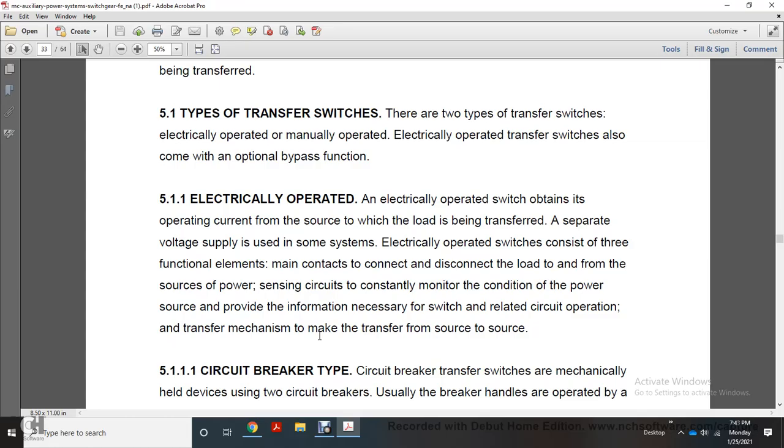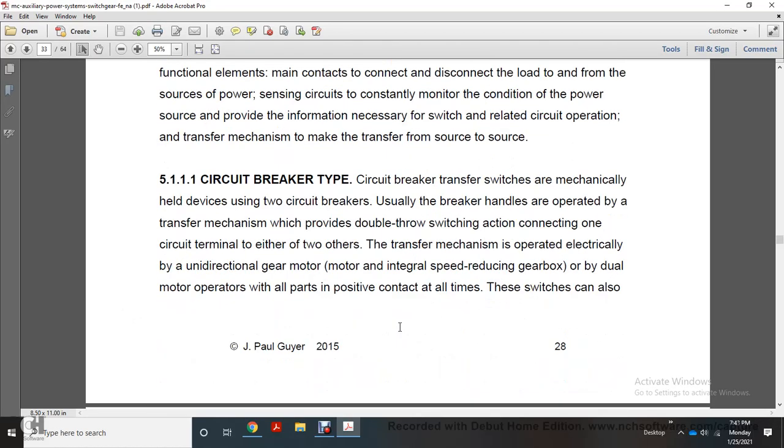Electrically operated switches consist of three functional elements: main contacts to connect and disconnect the load from the source of power; a sensing circuit that constantly monitors the condition of the power source and provides the information necessary for the switch-related circuitry; and transfer mechanisms to make the transfer from source to source.